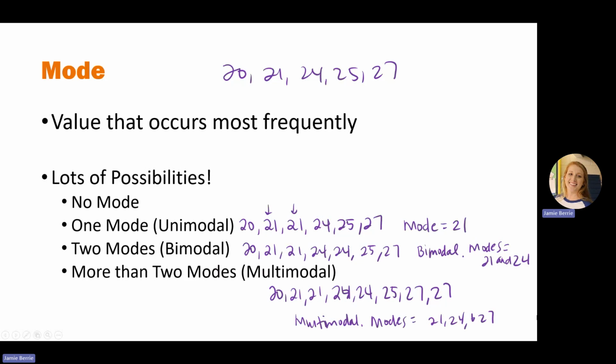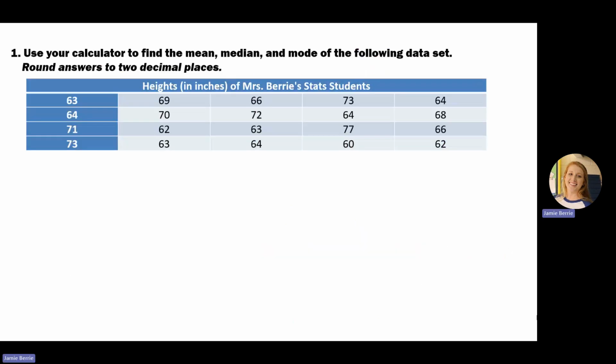All right, let's get into some calculator stuff. It says, use your calculator to find the mean, median, and mode of the following data set. Round your answer to 2 decimal places. So this is a sample of some heights of students that were in my class one semester. You can see these are listed in no particular order. They are not in order from smallest to largest, but that's okay.